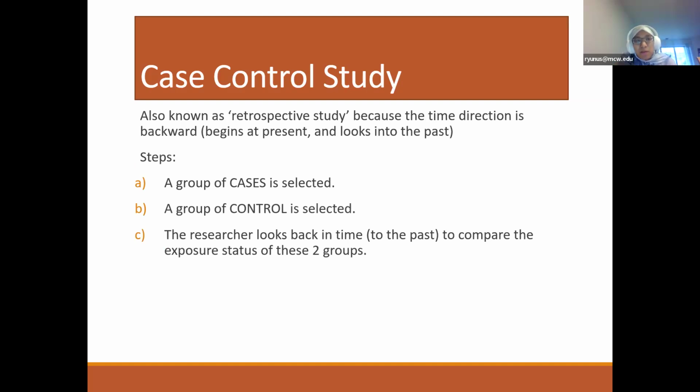And very quickly, the steps. The first thing you do is that you select a group of cases based on a certain criteria. We'll talk a bit more about that later, right after this. And then you select a group of control. And what you do as a researcher is that you look back in time because you want to compare these two groups, the cases versus the control, in terms of what? In terms of their exposure status. And then based on that, you will do your analysis and your calculation of measures of association.